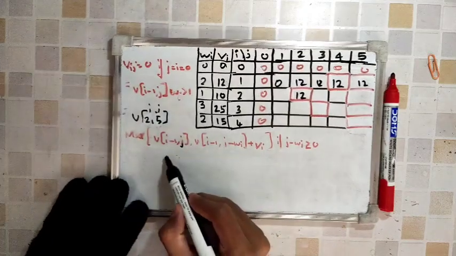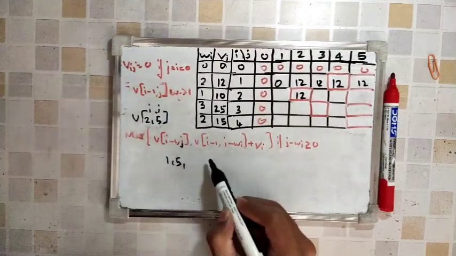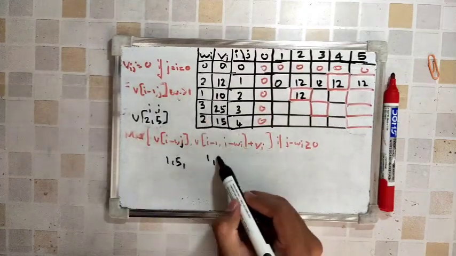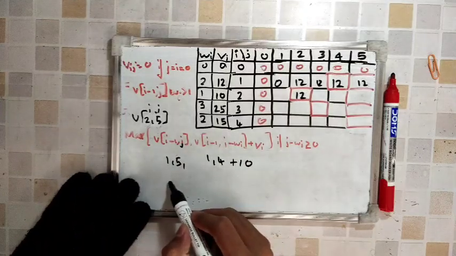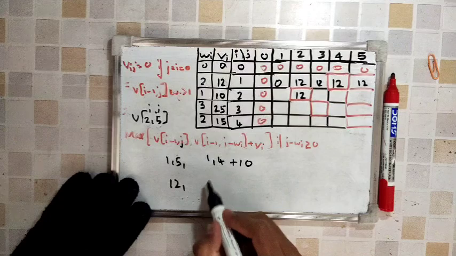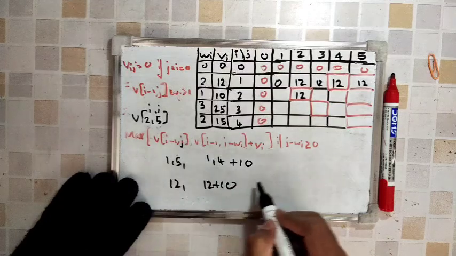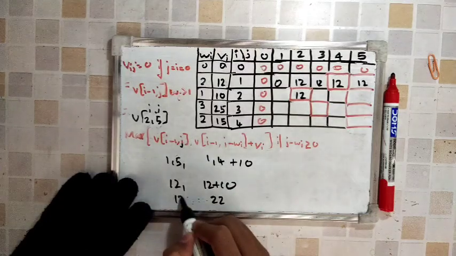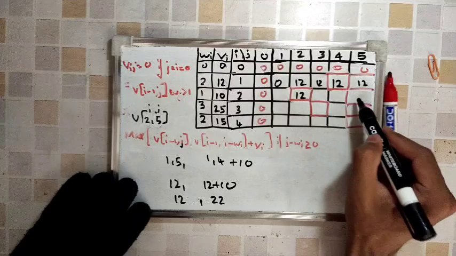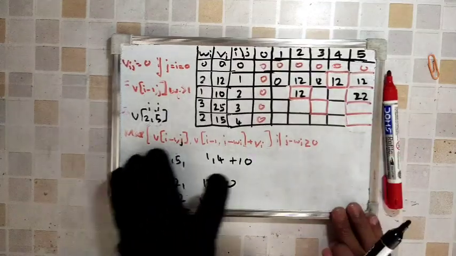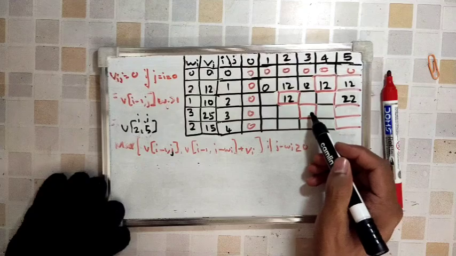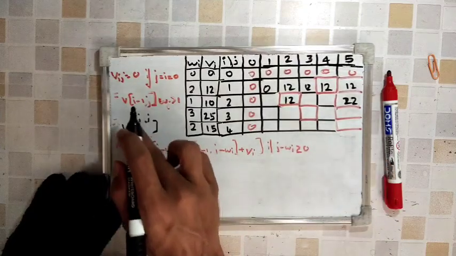So what will be 1 comma 5, or 1 comma 4 plus 10. So 1 comma 4 is 12 plus 10, which gives me 22. So I'll write here 22. Okay, next I have to find 3, 3.